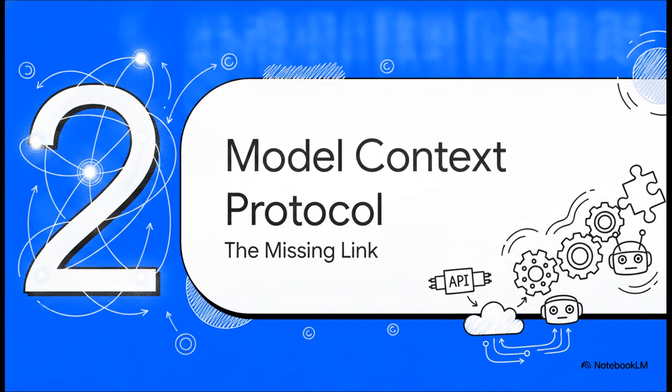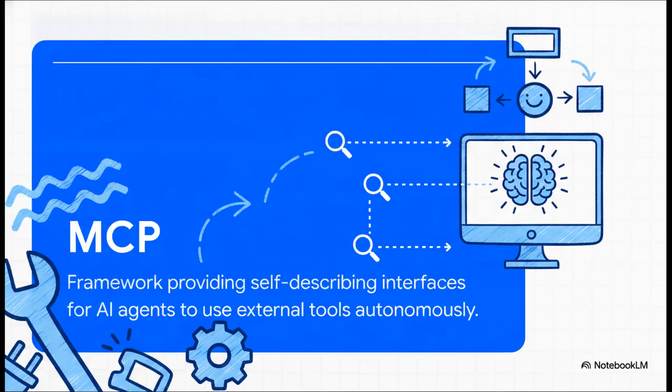Enter Model Context Protocol, the missing link. This whole shift is thanks to a revolutionary framework that's been gaining major traction since Anthropic released it back in late 2022. It's called MCP, or the Model Context Protocol. It functions a bit like a traditional API, but with a few absolutely crucial differences that make it perfect for AI agents. The big one is that MCP doesn't just statically expose tools, it provides self-describing interfaces.